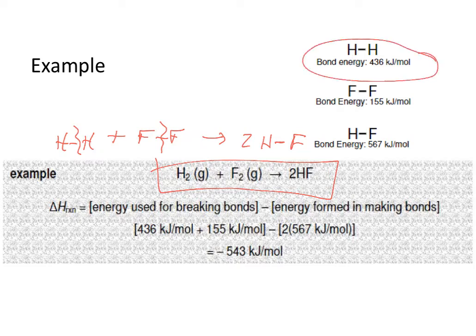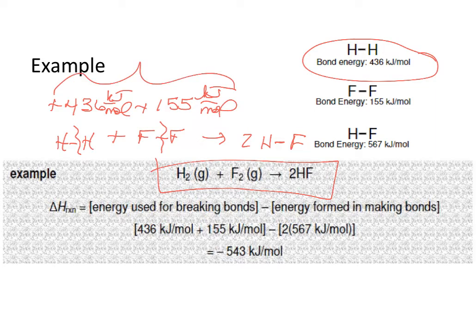Just for simplicity, I've given them to you here. Okay, so remember that bond breaking is always endothermic, and you hopefully remember that an endothermic process is designated with a positive sign. And so breaking the hydrogen-hydrogen bond requires 436 kilojoules per mole of energy, and breaking the fluorine-fluorine bond requires 155 kilojoules per mole. Okay, so collectively, bond breaking requires 691 kilojoules per mole.